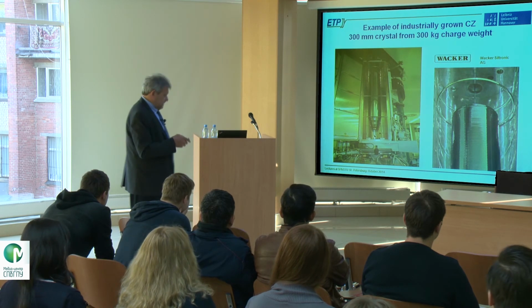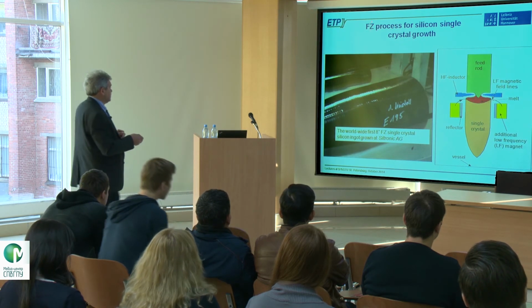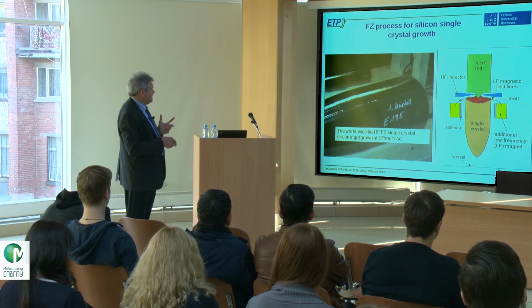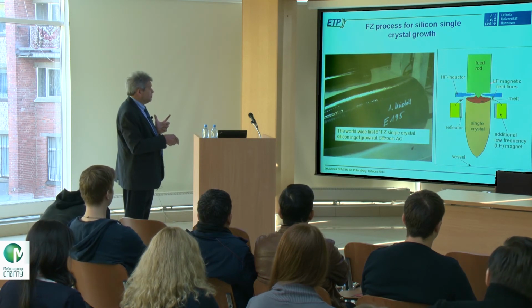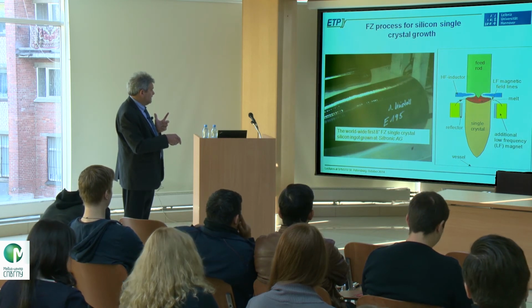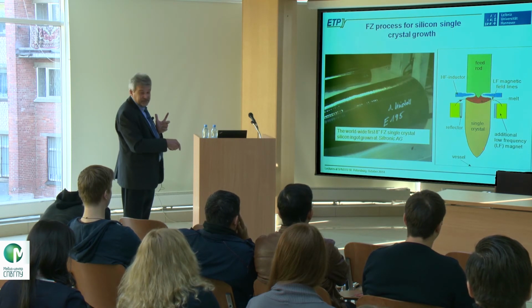So the second process is the so-called floating zone process. The floating zone process is an inductively heated process. So you have a feed rod, which is polycrystalline. Then it is remelted. Here the red is the melting zone. And then it is crystallizing here, and then you have a single crystal.